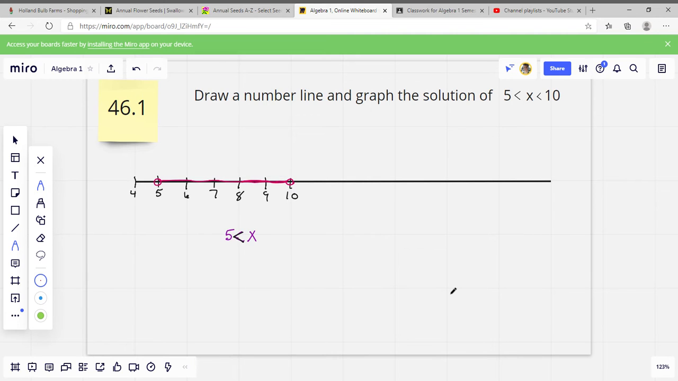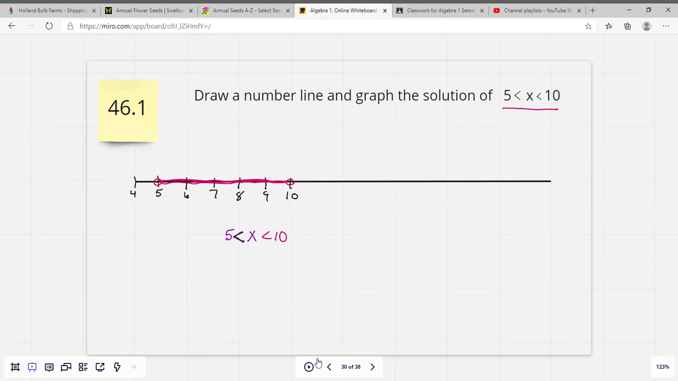So that means it's any numbers that are between 5 and 10. Okay, so that's what a conjunction is. It's telling you numbers, x is going to be anything that's greater than 5 but less than 10.